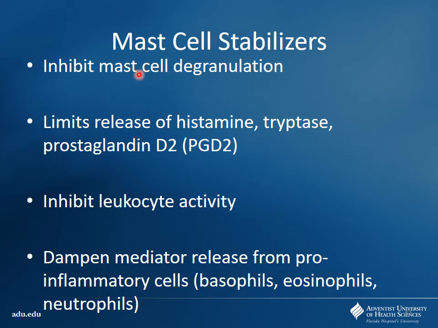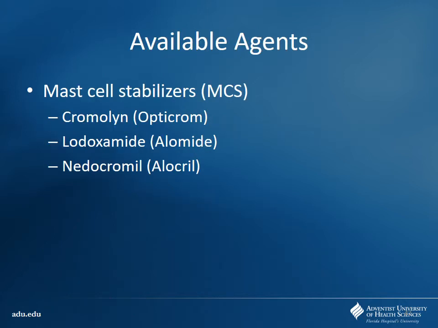So again, we have specific mast cell stabilizers. These are going to help limit the release of histamine, prostaglandins, and other inflammatory mediators, and they basically dampen the release of all those inflammatory cells. But again, they only work prior to them actually being degranulated in the first place. So we have 3 here: cromolyn, lodoxamide, and nedocromil. I'm going to tell you that I see these used very, very occasionally, not nearly as much as the H1 blockers. So I'm really just mentioning these here for completeness' sake.